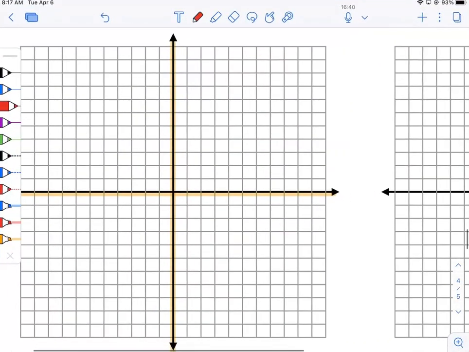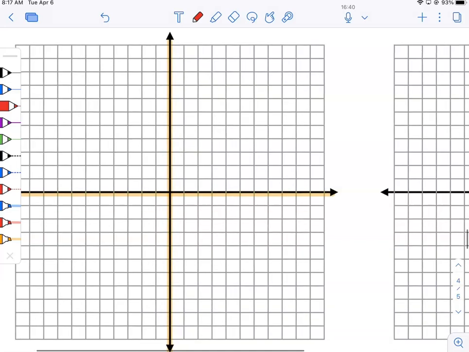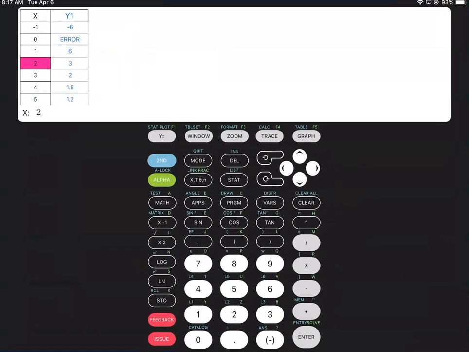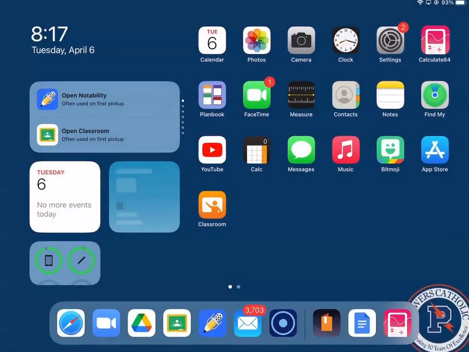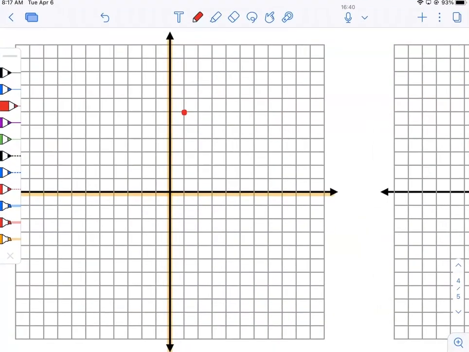So we're at 1, 6, so that'd be 1, 6. I already forgot, because my memory's not good. 2, 3. So at x equals 2, y equals 3. And then at 3, 2. So right there.